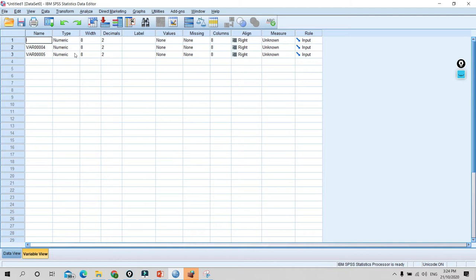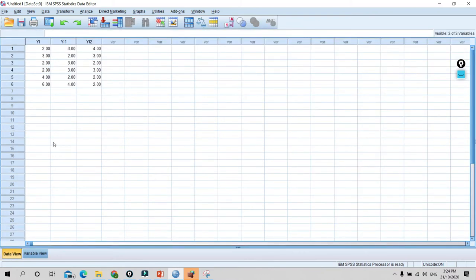Now I can put here y i, here is y i minus 1, and here is y i minus 2. So y i is your dependent, and this is independent, and this is independent.